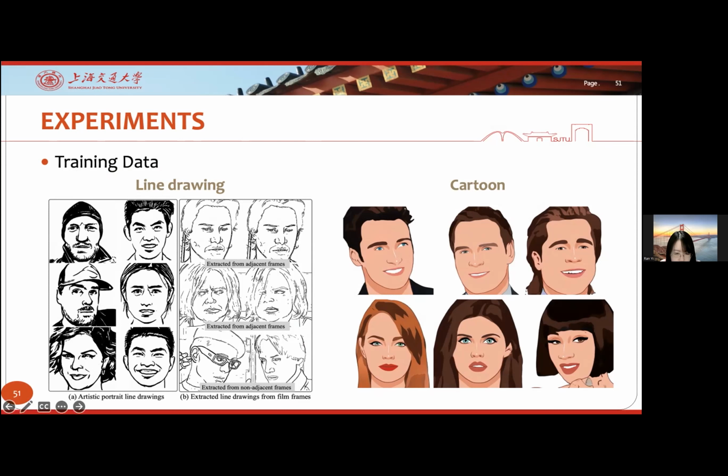To train the temporal coherence discriminator, we extract some line drawings from a color portrait film and get these results. It can be seen that the extracted line drawings are very different in style from the data we collected from websites. So it is only an approximated data, but not very exact. And for the cartoon style, we only use the static data and do not use any video data.